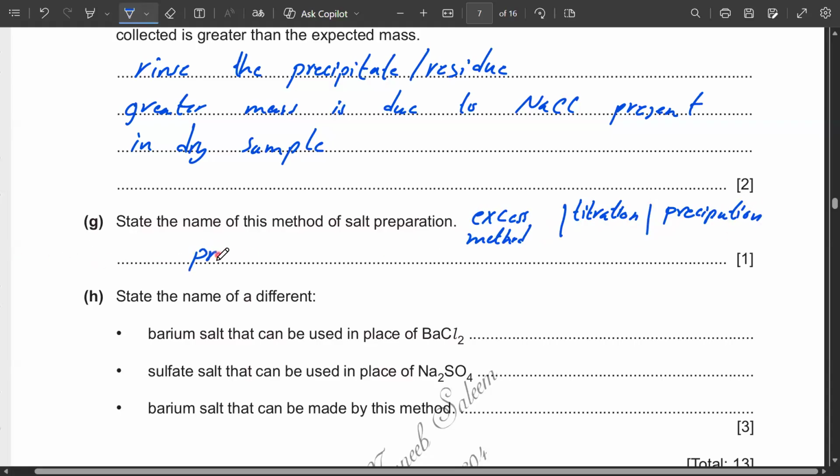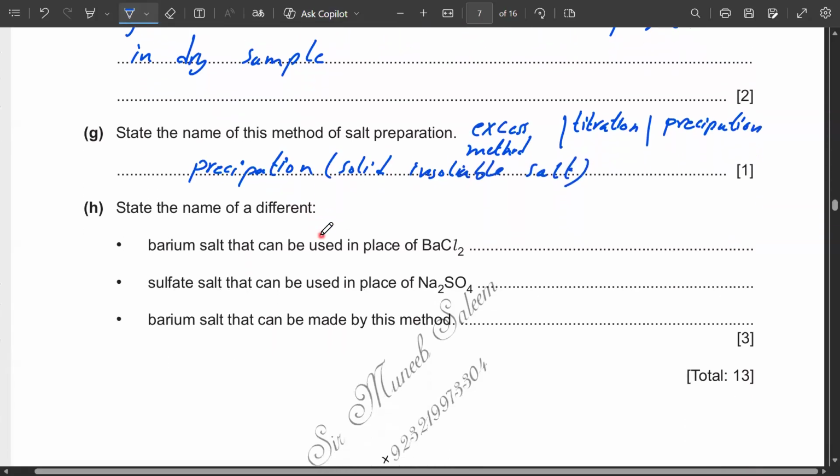So this is the precipitation, because the salt produced is already in the solid form. Solid salt, solid insoluble salt, to be more specific. Solid insoluble salt is produced.